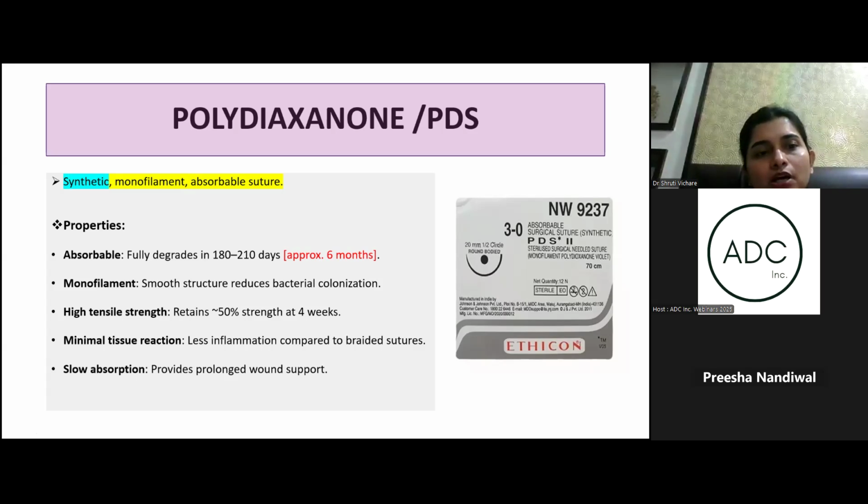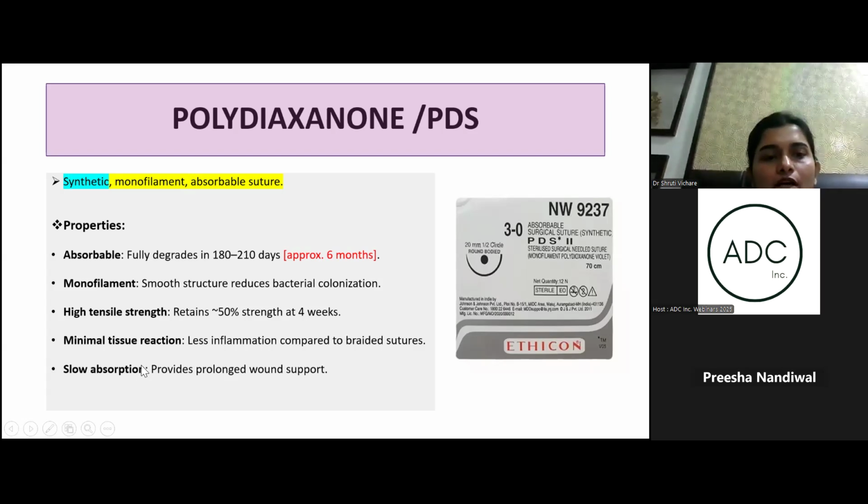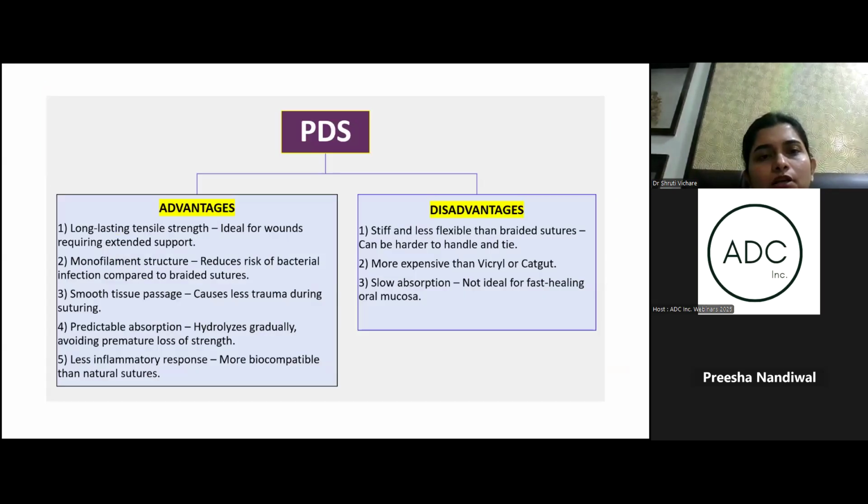These are monofilaments, so smooth surfaces, and they have very good tensile strength. Almost 50% of the tensile strength is retained after 4 weeks, that is after almost a month. Still more than 50% of the strength is retained. That's a very good property. The tissue reaction is minimal again because they are synthetic. Slow absorption, so prolonged wound healing and prolonged wound support are promoted.